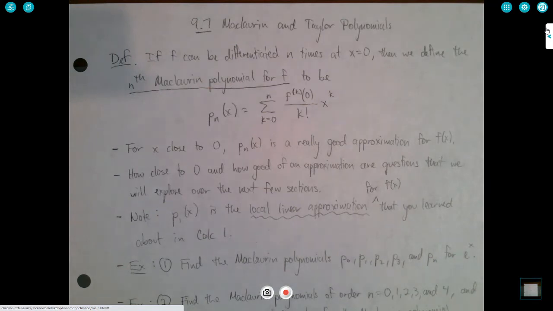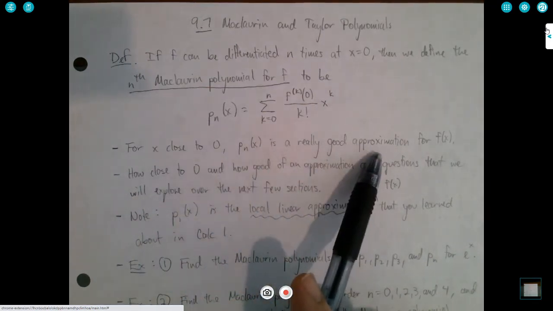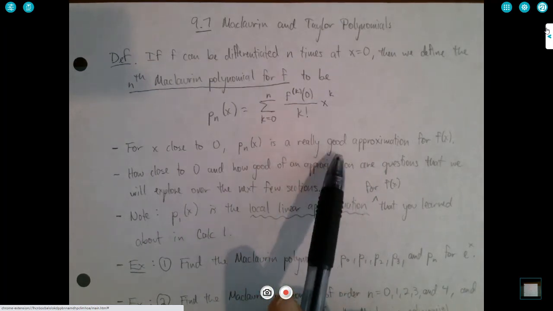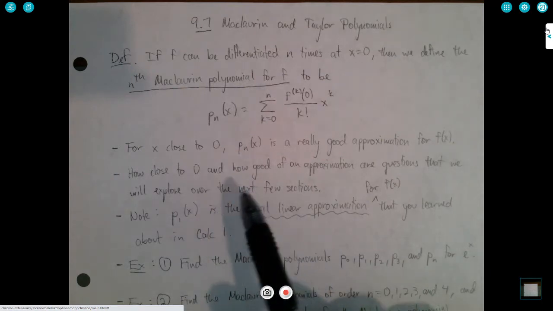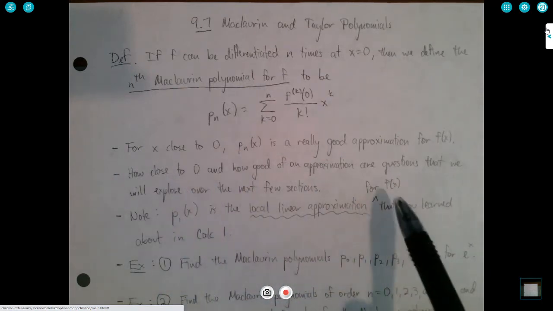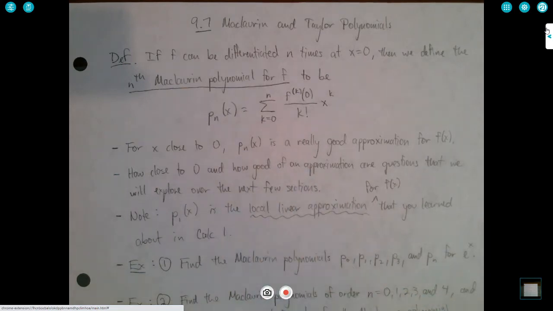Now, how close to 0 you have to be in order for this to be a good approximation is a question that we're going to want to answer, and it's something that we will talk about within the course of the next 3 or 4 lectures. So how close to 0 we need to be, and how good the approximation really is, those are both questions that we'll want to explore over the next few sections.